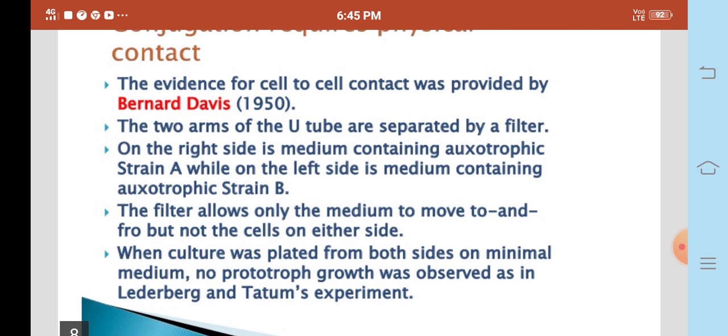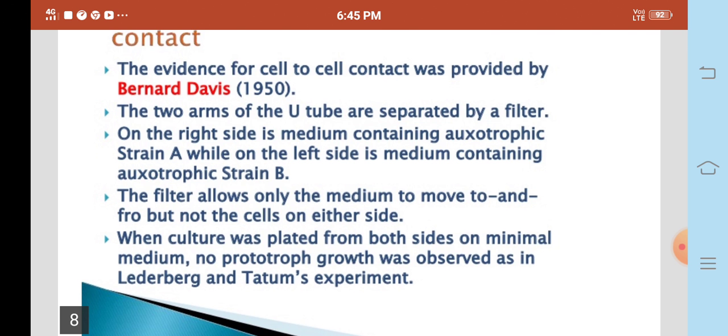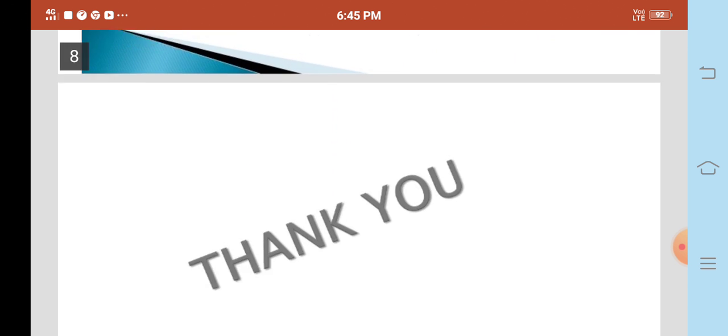When culture was plated from both sides on minimal medium, no prototroph growth was observed, as in Lederberg and Tatum's experiment.